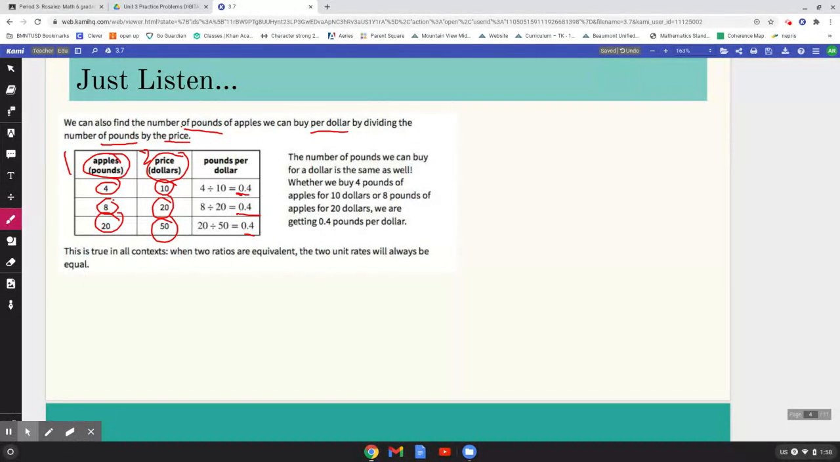So the number of pounds we can buy for $1 is the same as well. Whether we buy 4 pounds of apples or 8 pounds, we're getting 0.4 pounds per dollar that we spend. This is true in all contexts. When two ratios are equivalent, the two unit rates will always be equal. That's what we're highlighting today.